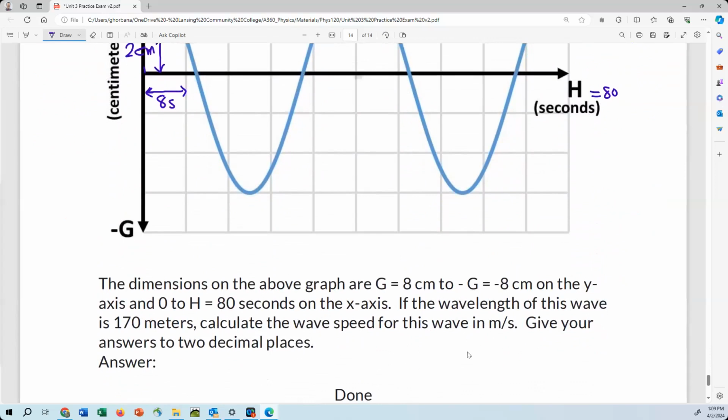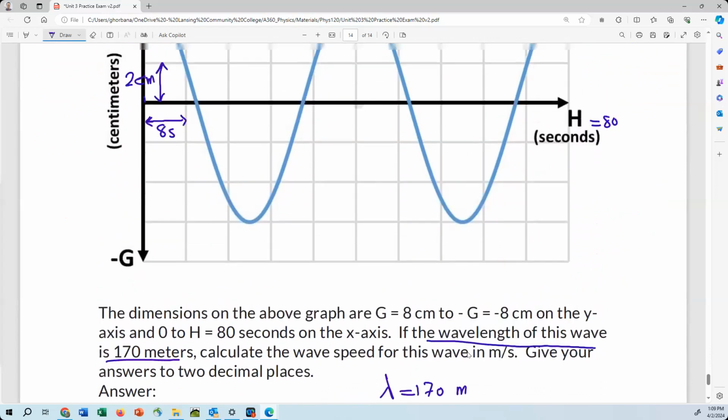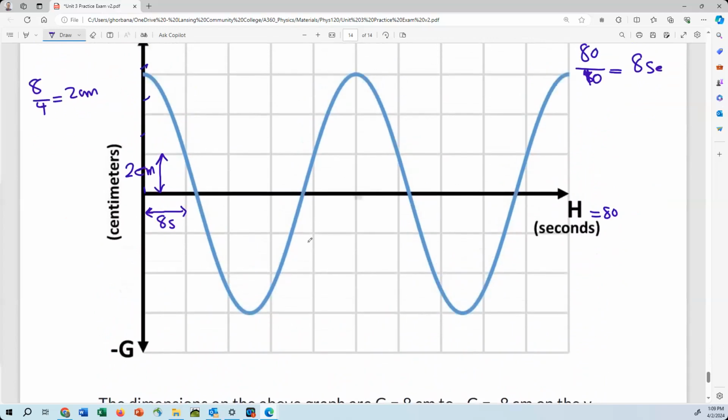Now, if we analyze the graph, let's see what we are supposed to calculate. It's telling us that the wavelength is 170 meters. We cannot find the wavelength from this graph, because this graph is displacement over time. It just gives us the period or frequency.